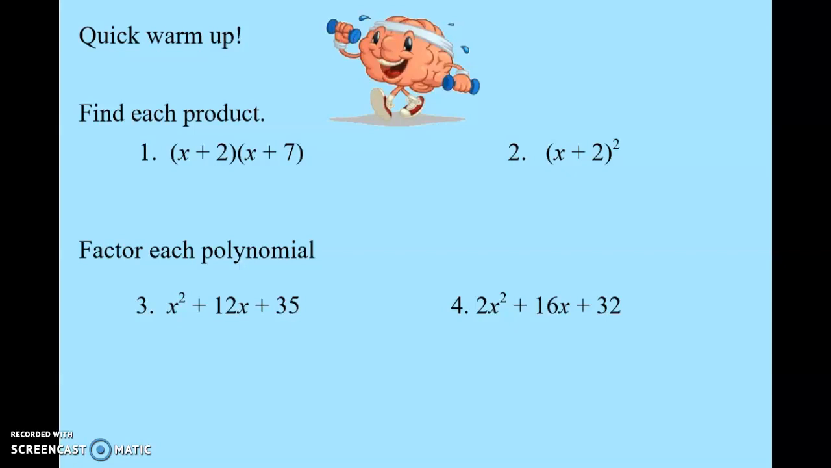Question number 3 is factoring. Take the trinomial x squared plus 12x plus 35 and find the two binomial factors. Question number 4, find the factors of 2x squared plus 16x plus 32. Make sure you're very careful because if you look at that expression, you'll see that there's a common factor of 2 in each.